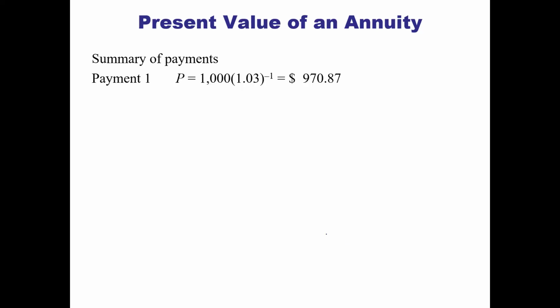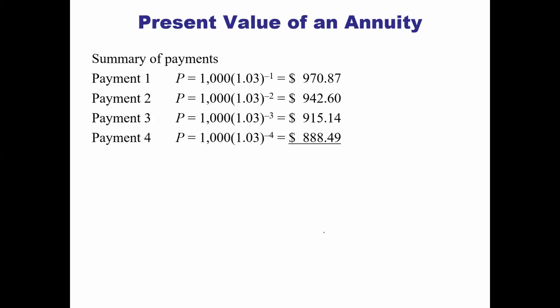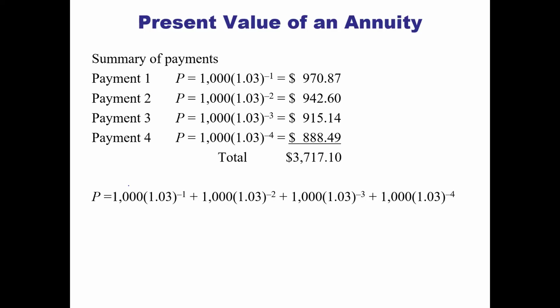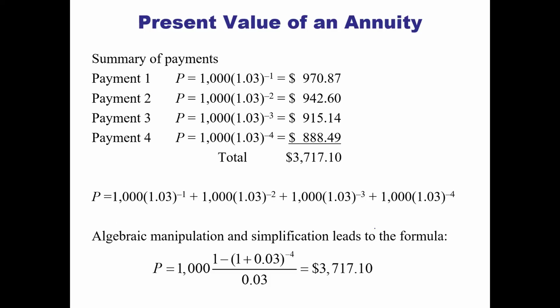Now, if we summarize all that and put it all right beside each other, we can get a total of $3,717.10. And what that is, it looks like this. And so with algebra, we can come up with a formula that would get it.